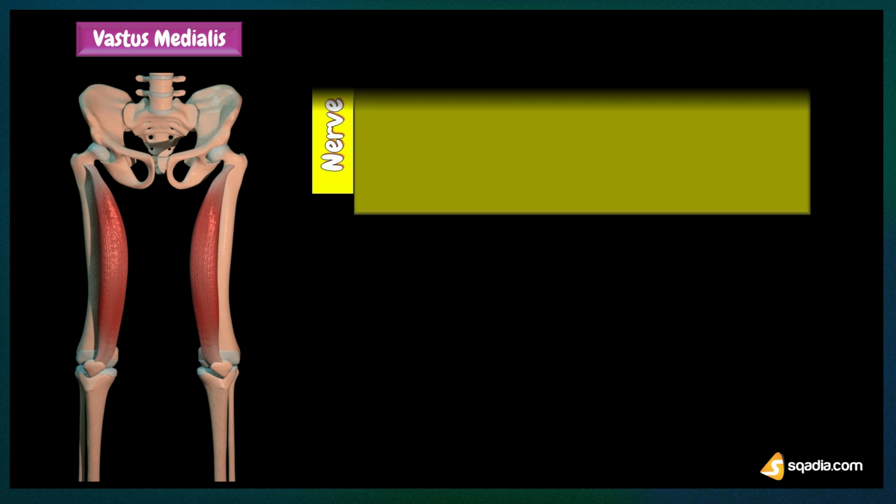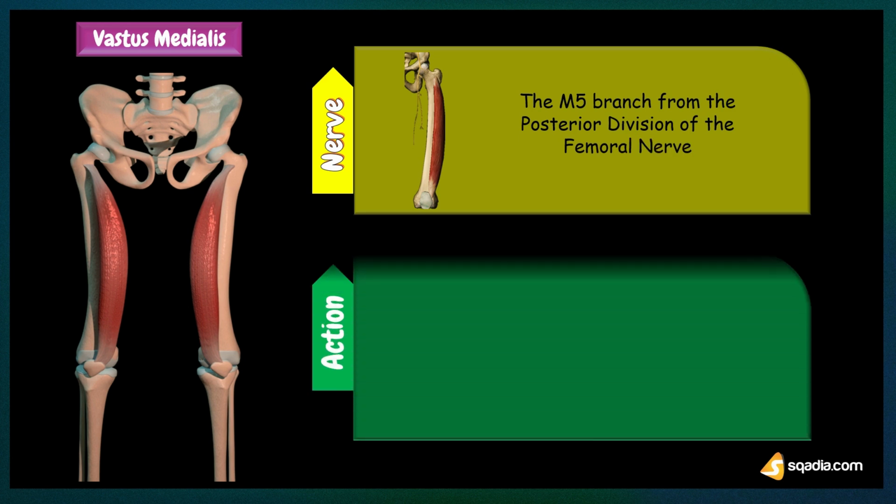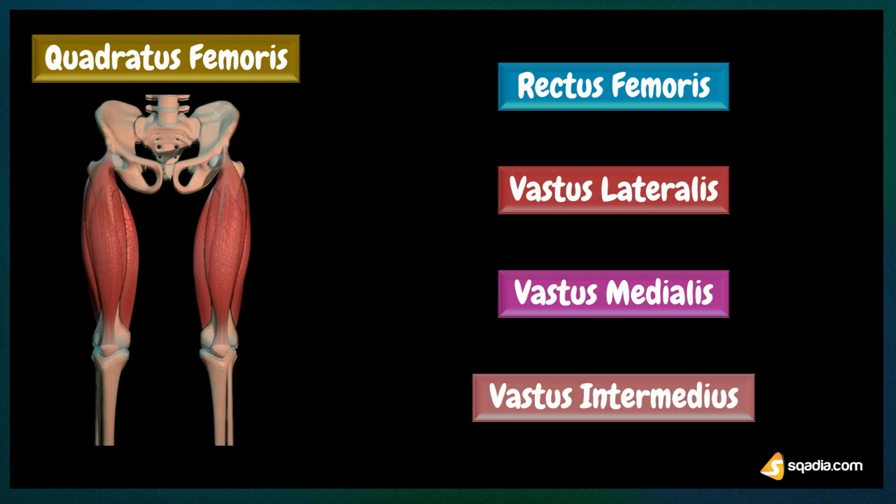This muscle is innervated by the M5 branch of the posterior division of the femoral nerve. The M5 branch also supplies the knee joint. The action of the vastus medialis is extremely important for the stability of the patella, because it prevents lateral displacement of the patella during knee extension. The muscle also rotates the femur medially during the locking stage of the extension of the knee joint.